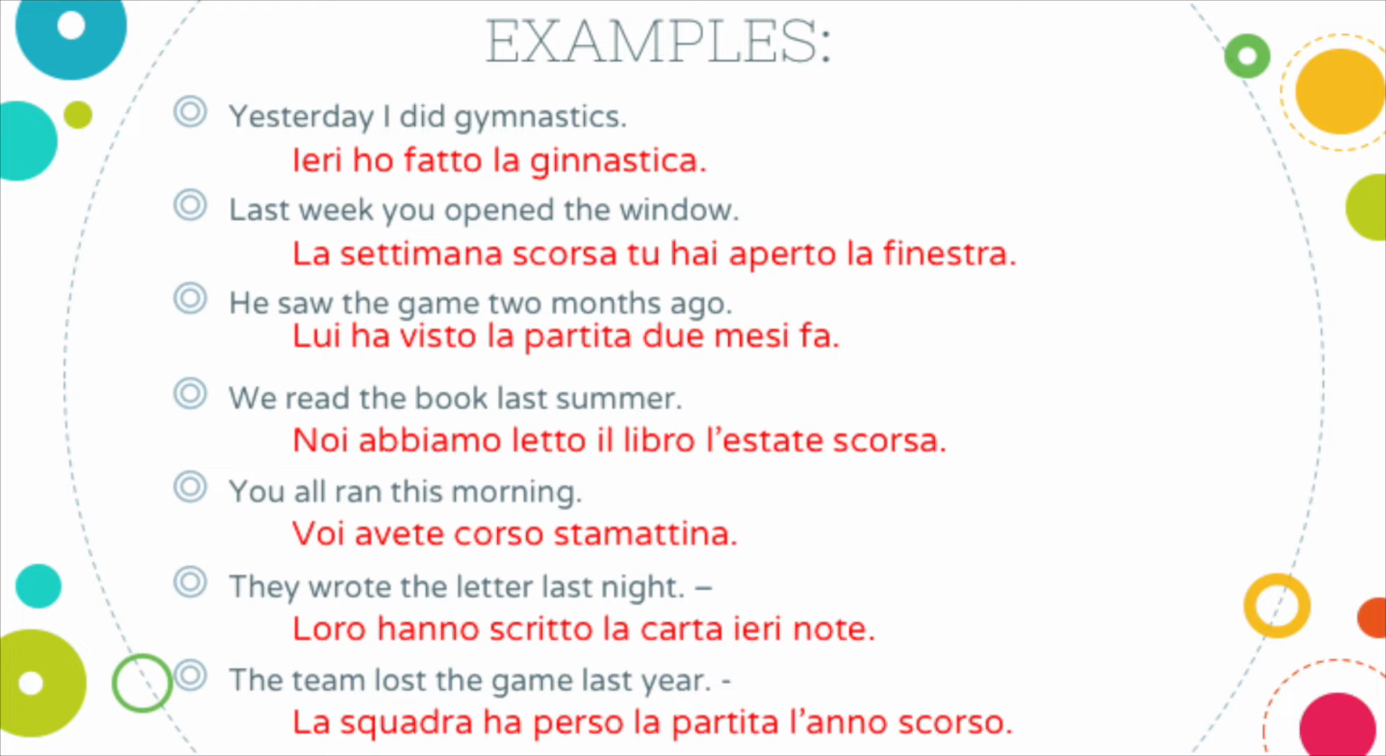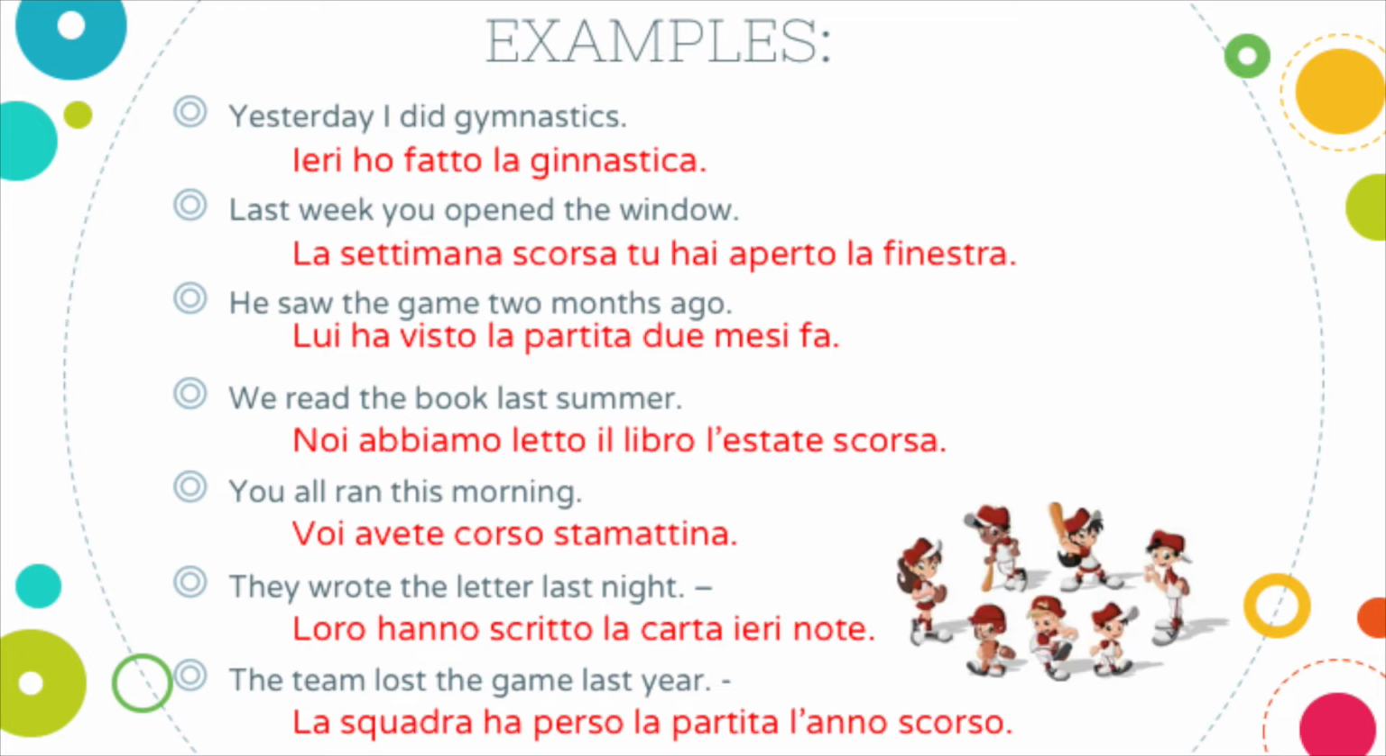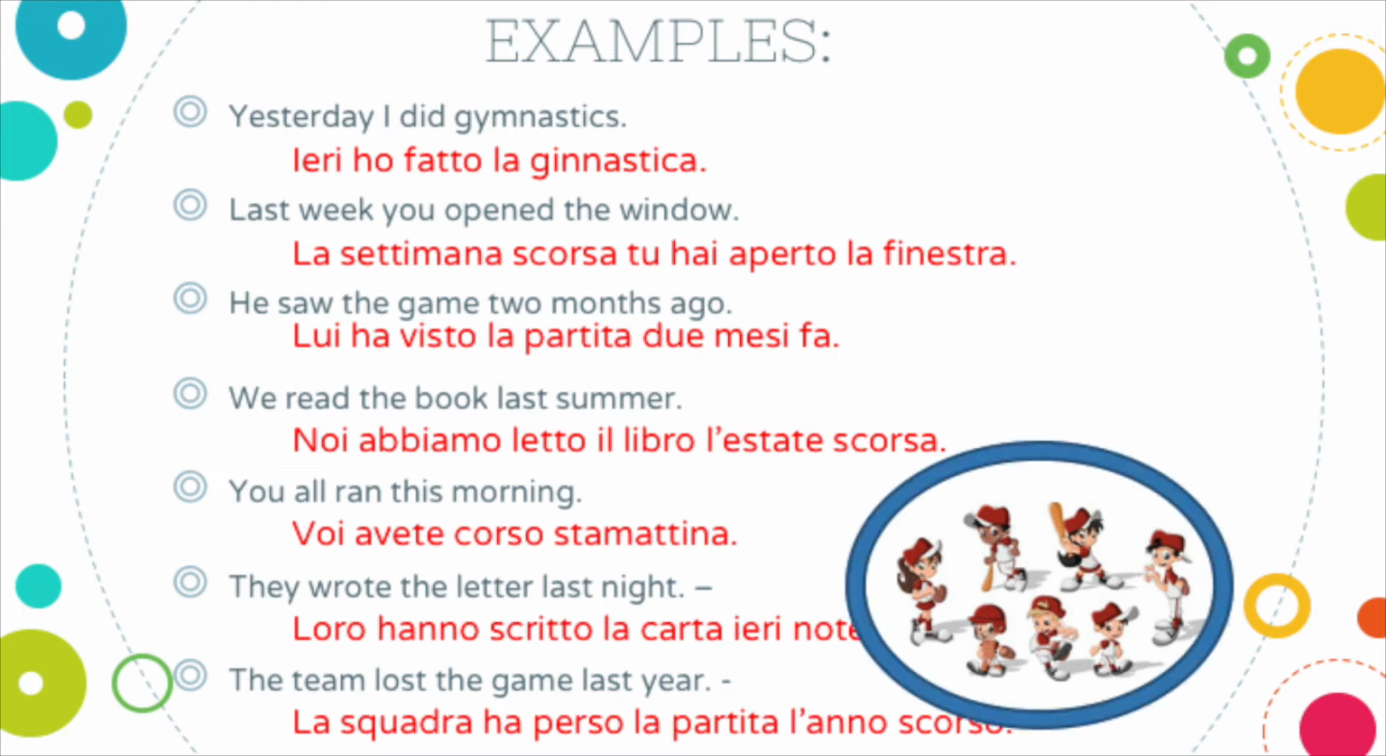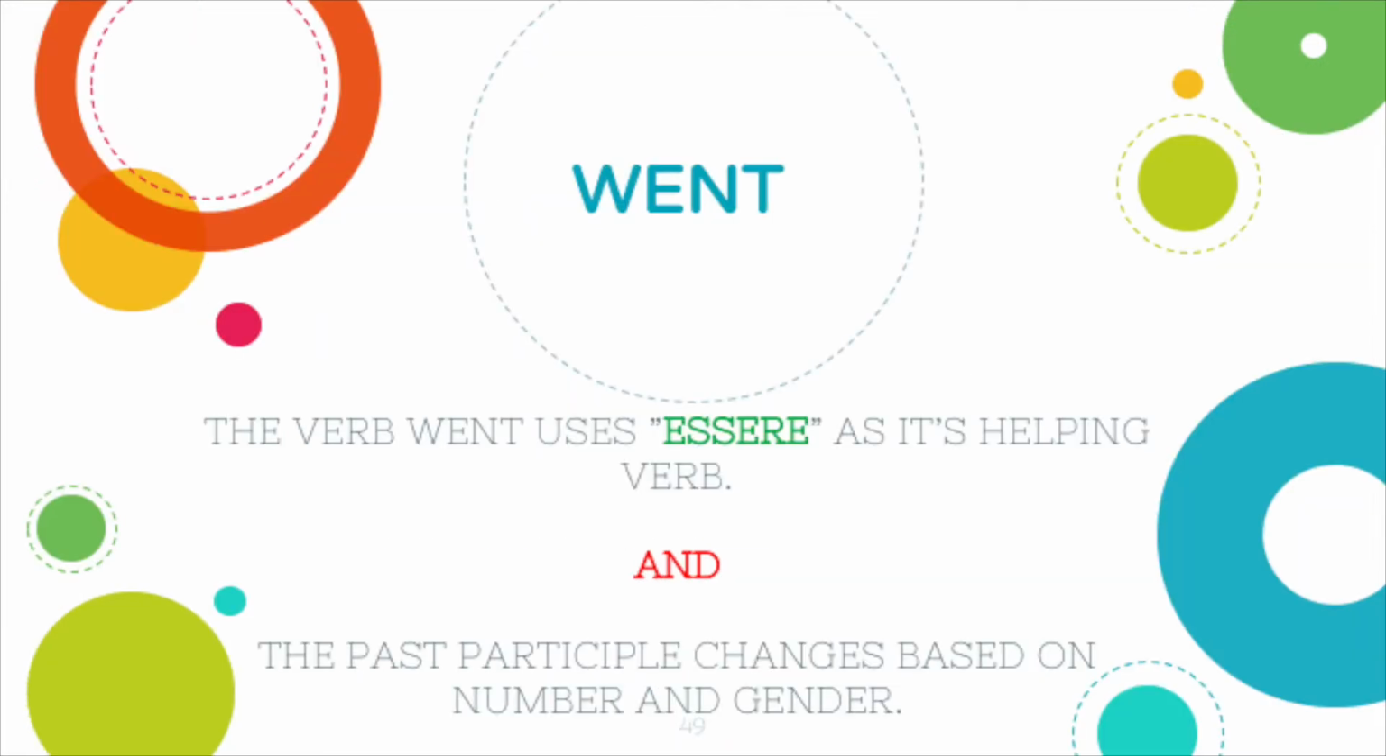Last week, many of you were confused as to why la squadra is singular and uses ha instead of hanno. Yes, it is a group of people, but remember, like famiglia, even though it's many people, it's still one singular unit. So therefore, it is just one thing. The team, it lost the game.